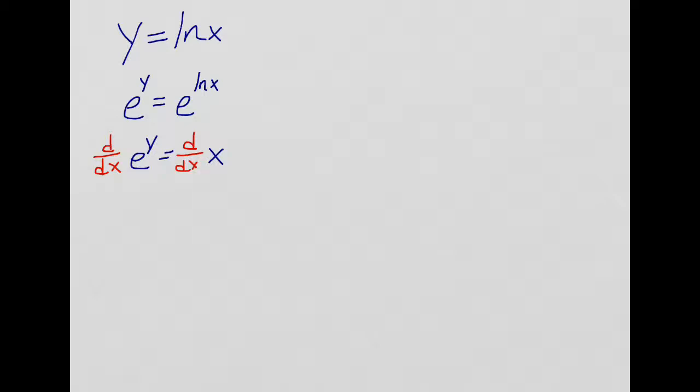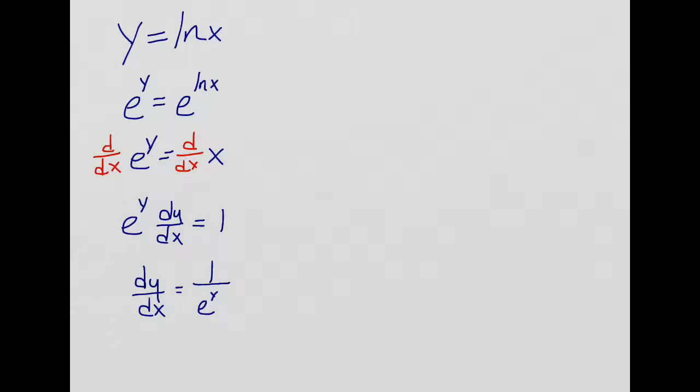And from here, remember we know from a previous lesson that e to the y is really going to be its own derivative. So on the left side, we're simply going to get e to the y dy dx is going to equal 1. So in order to get dy dx by itself, we're going to have to divide by e to the y. So we'll say that dy dx is equal to 1 over e to the y.